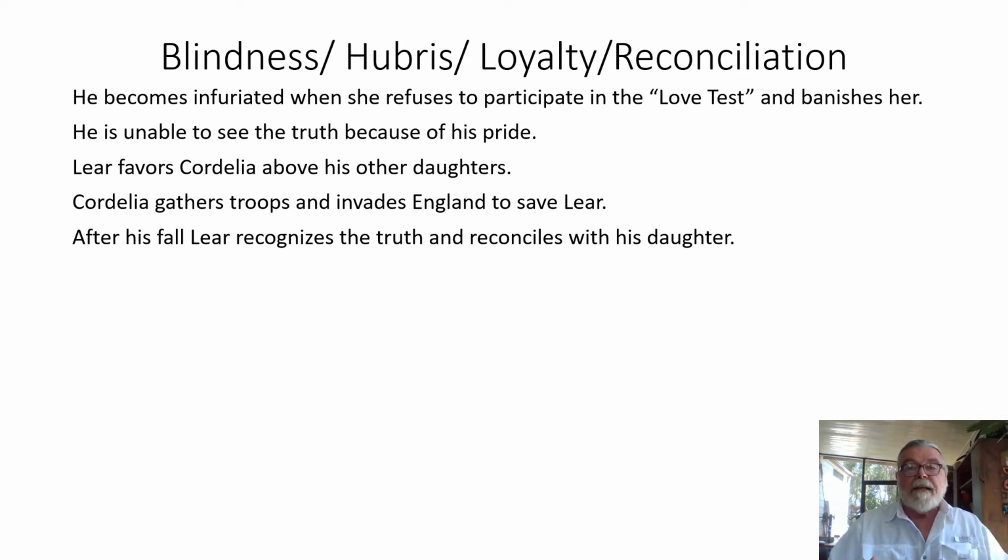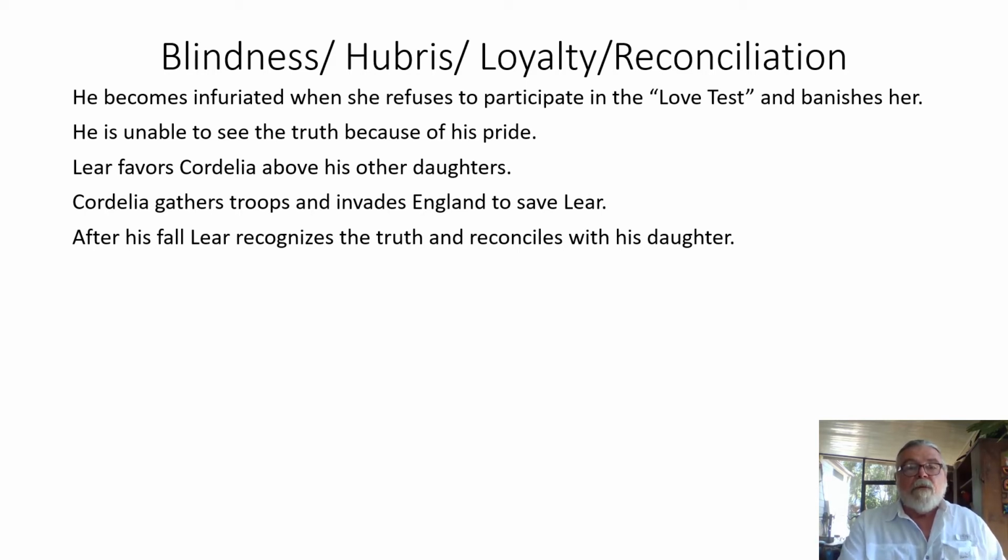So we start off in a high-level view. Lear becomes infuriated when Cordelia refuses to participate in the love test and banishes her. Now that brings out his hamartia and hubris. He's unable to see the truth because of his pride. And Lear favors Cordelia above his other daughters, and that goes back to his blindness. He already knows that she loves him the best, but because she doesn't flatter him like the other daughters, he becomes infuriated, and that's because of his blindness and his pride.